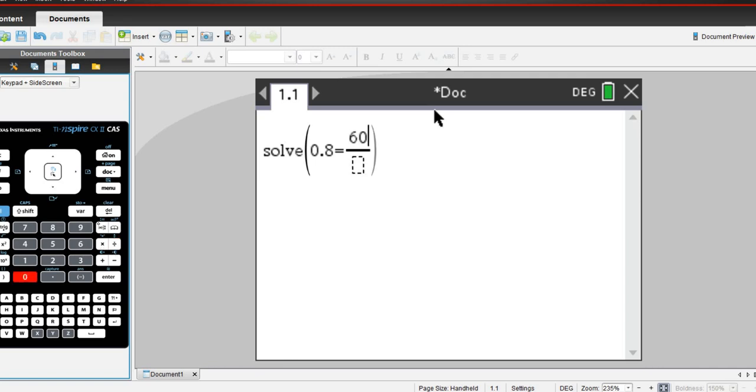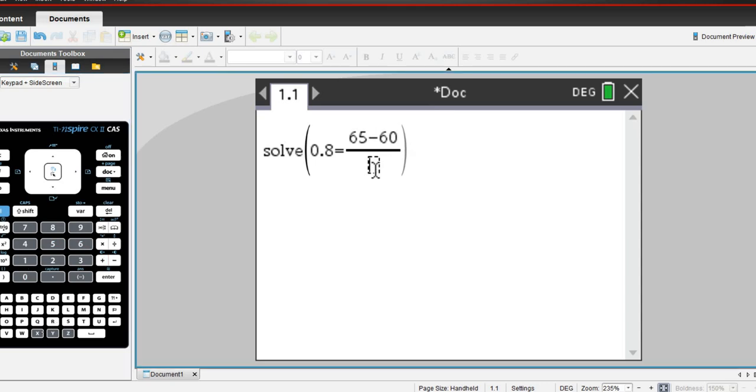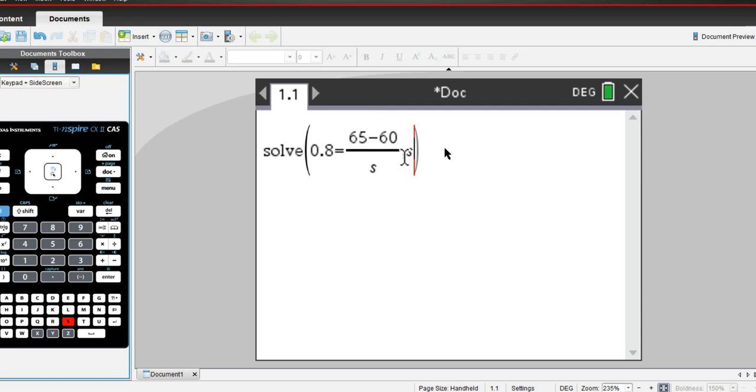So 65 minus 60 over S. You can write S, you can write X, as long as you're consistent. And then you do comma and whatever you're solving for. In this case, obviously it's S. You press enter, it literally tells you what it is.